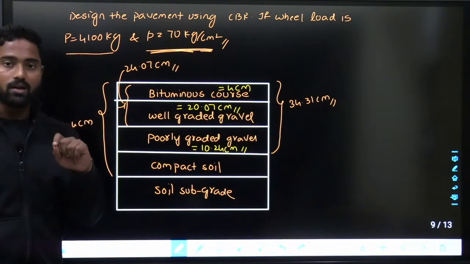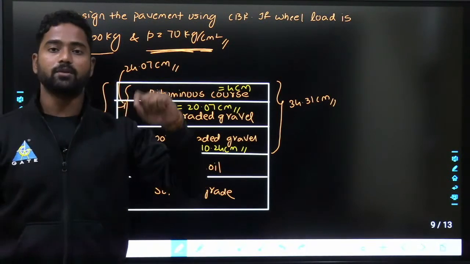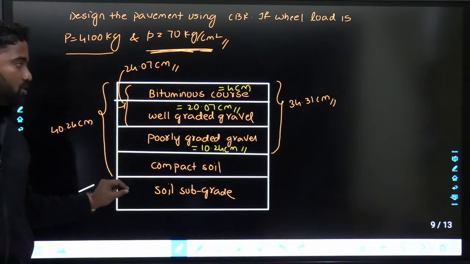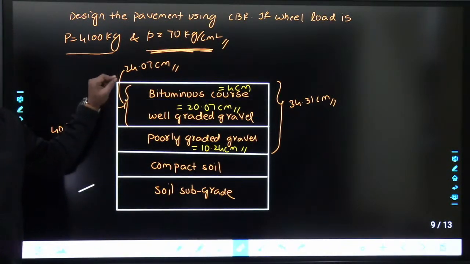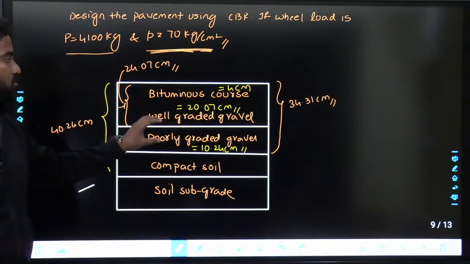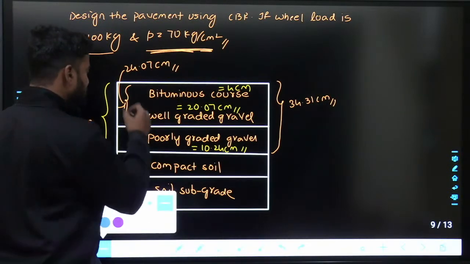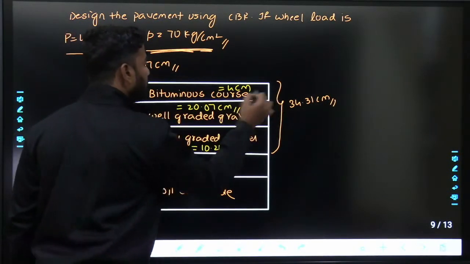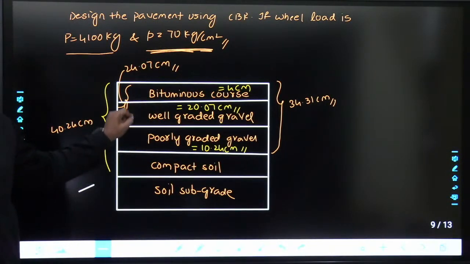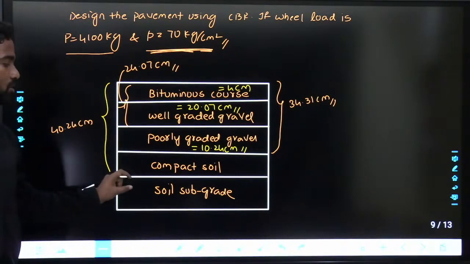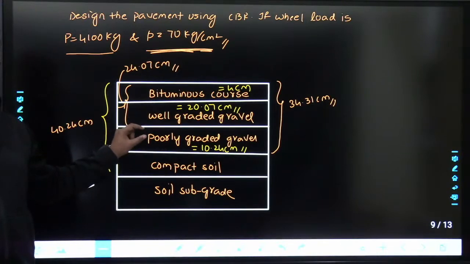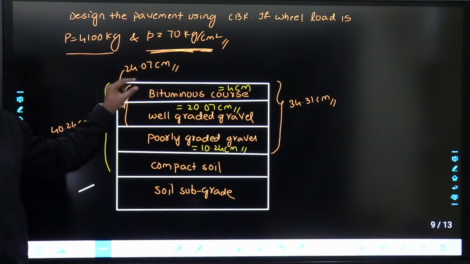Whenever CBR percentage is given, we have calculated the thickness of soil subgrade based on the thickness above it. Don't think that there should always be sub-base course, base course and surface course. It is not necessary that it has to follow the same rule. There can be n number of layers. The quality keeps on increasing as you go upwards. So first soil subgrade, on top of soil subgrade you will provide compact soil, then poorly graded gravel, well graded gravel, bituminous course.